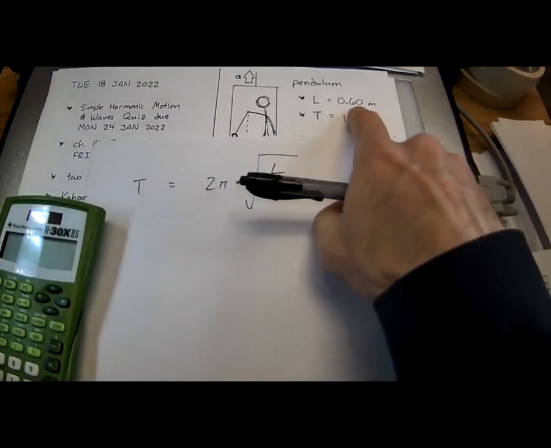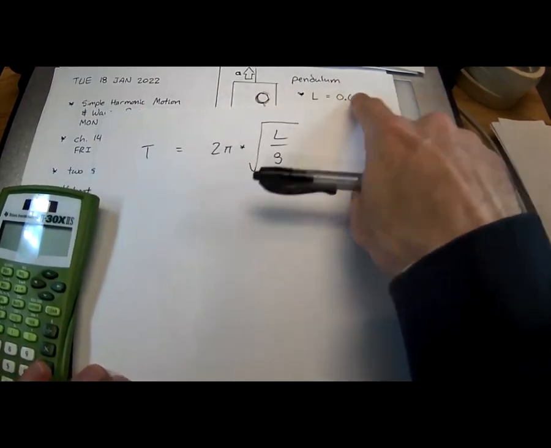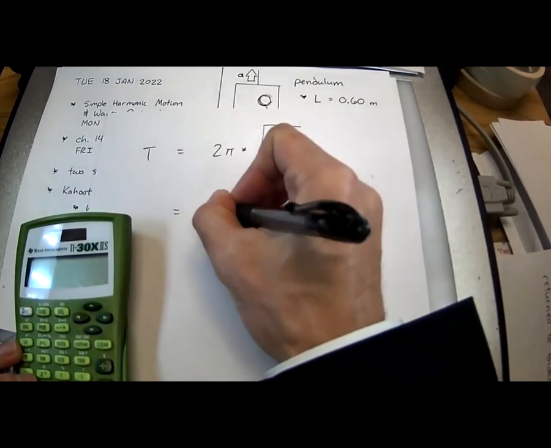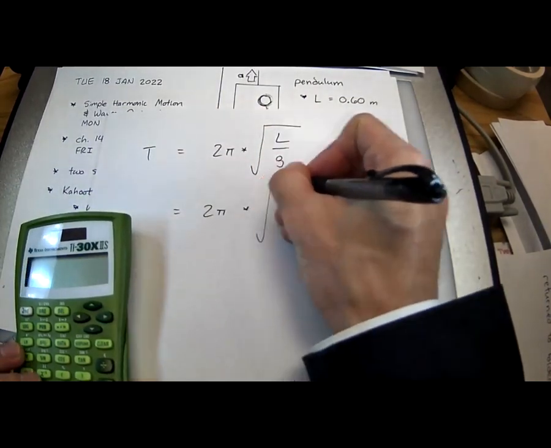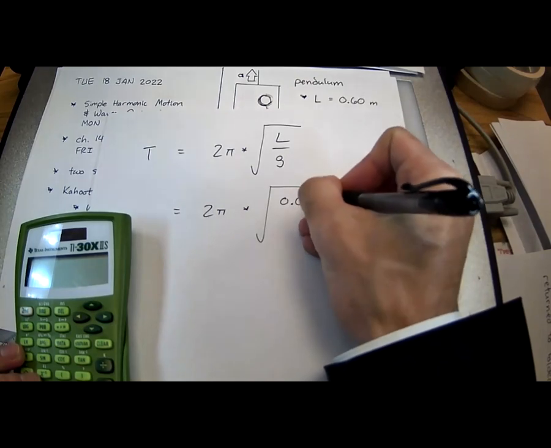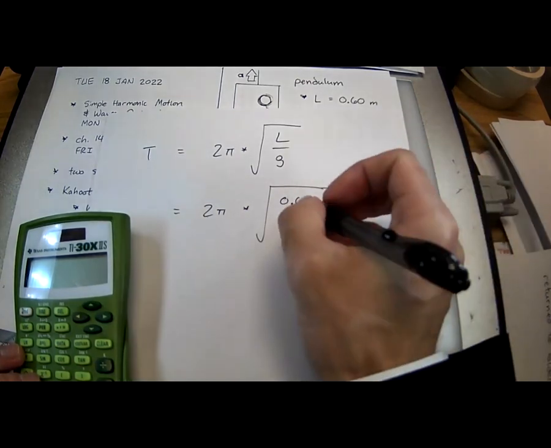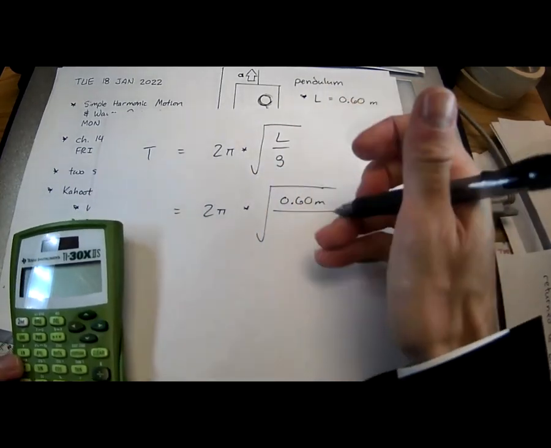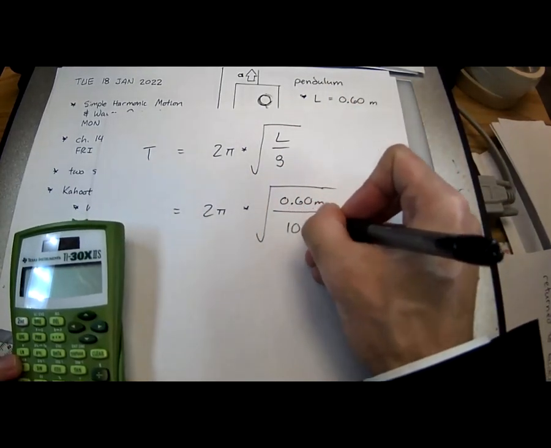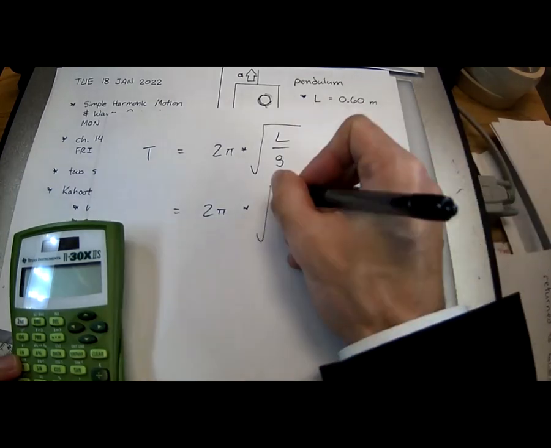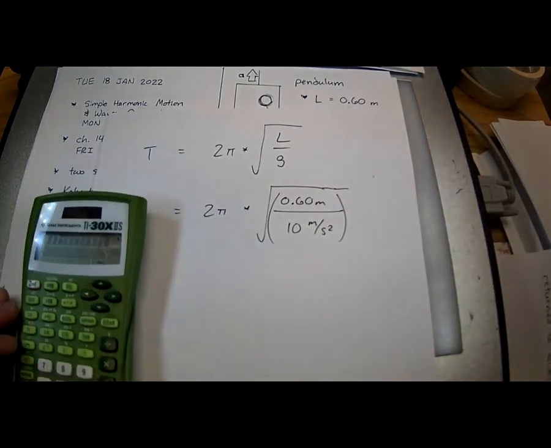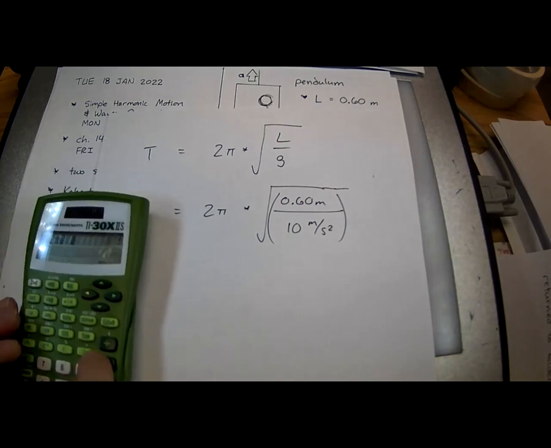So what happens if you feed this number in for length? I'm going to put in, go ahead and write this down, 2 pi times the square root of 0.60 meters. So that's 60 centimeters. And then for g, I'll use 10 meters per second squared. If you want to be more precise, 9.8 is fine too, maybe better, but just do that. See what we get. What's 2 pi times the square root of 0.60 over 10?